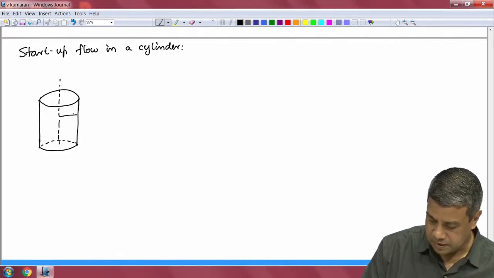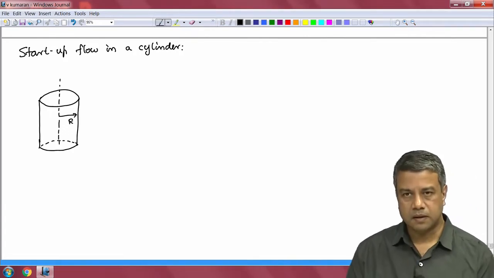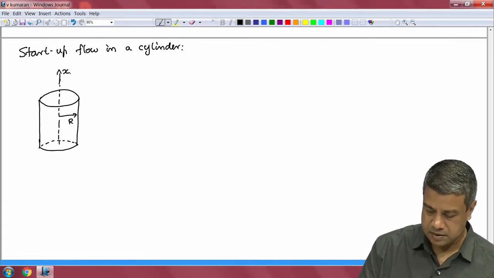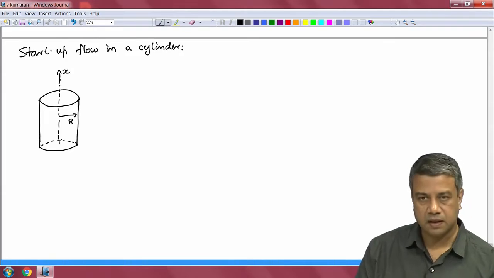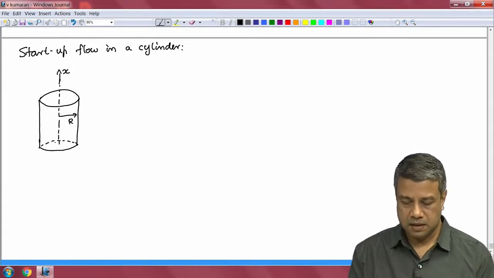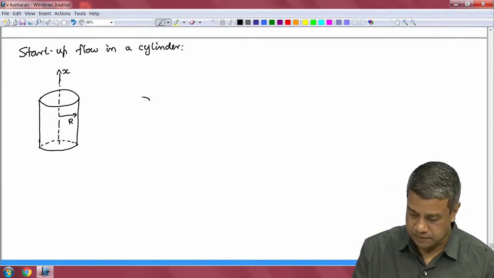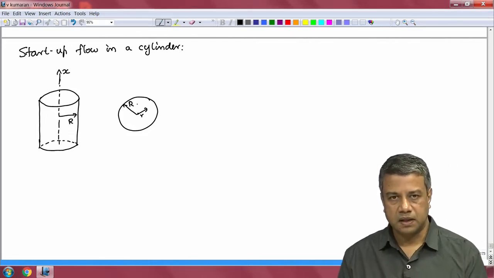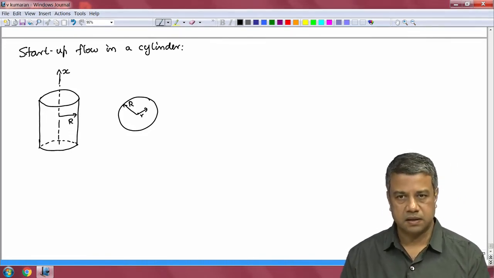Of radius R. This is the axial direction. I will call that the x direction, and r is the radial direction. If I look from above, this is the cylinder, and this is the radius R, the radius of the cylinder. Initially, the cylinder is stationary, and the fluid inside the cylinder is also stationary.